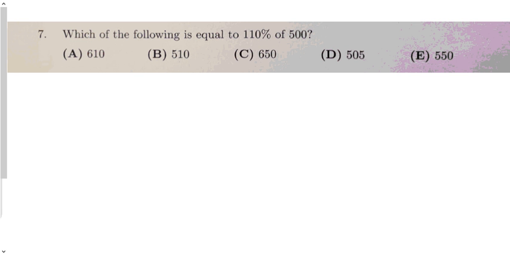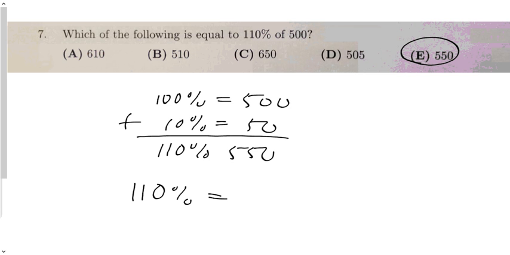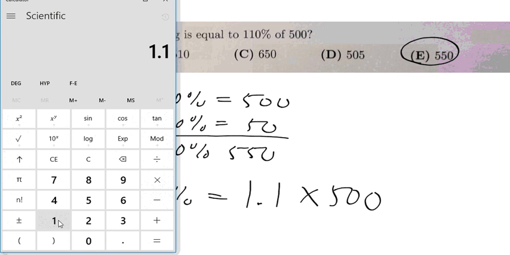Question 7: which of the following is equal to 110% of 500? We think of 100% as equal to 500, and 10% is equal to 50. Adding them together, 110% would be 550. Another way to think of it is 110% as a decimal: 100% is 1 and 10% is 0.1, so 110% is 1.1. Multiply 1.1 by 500.